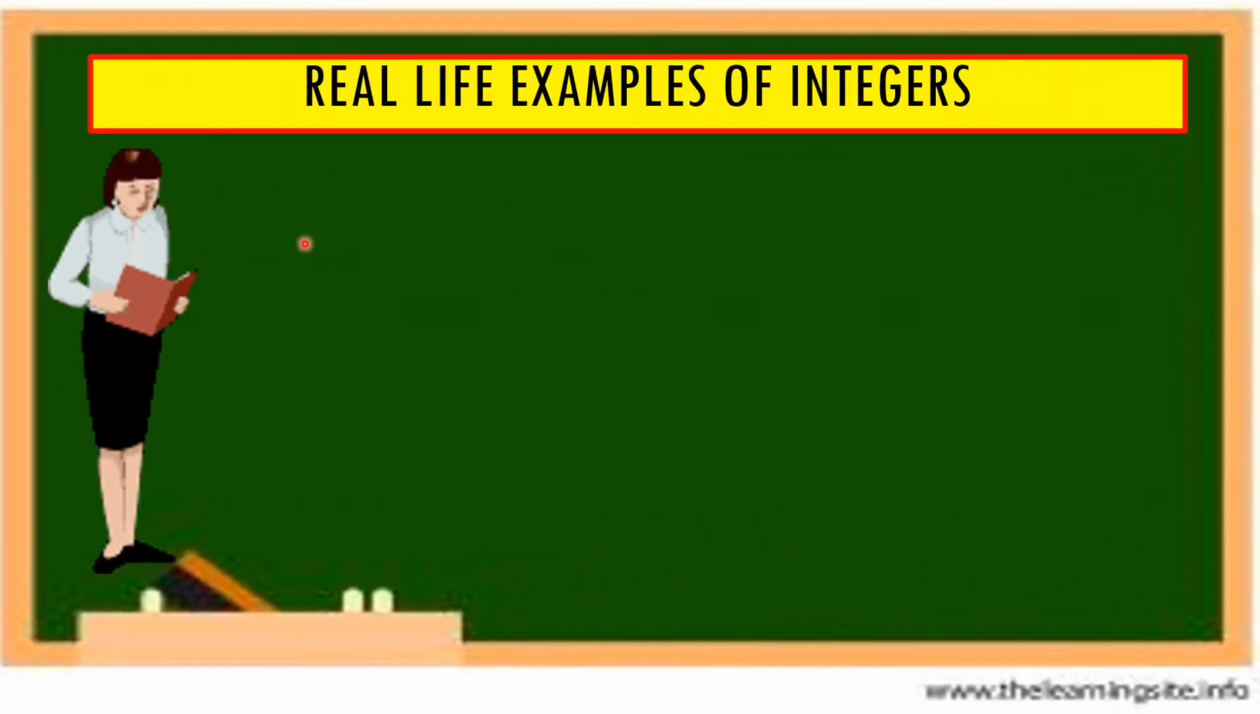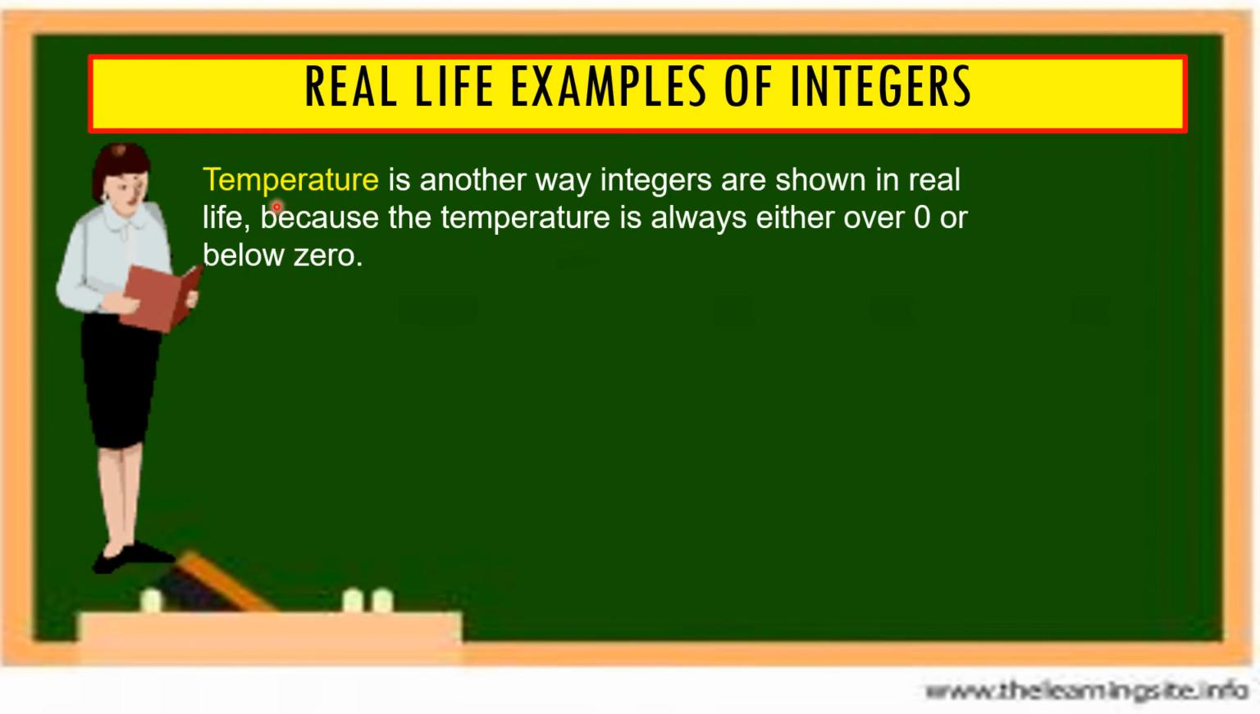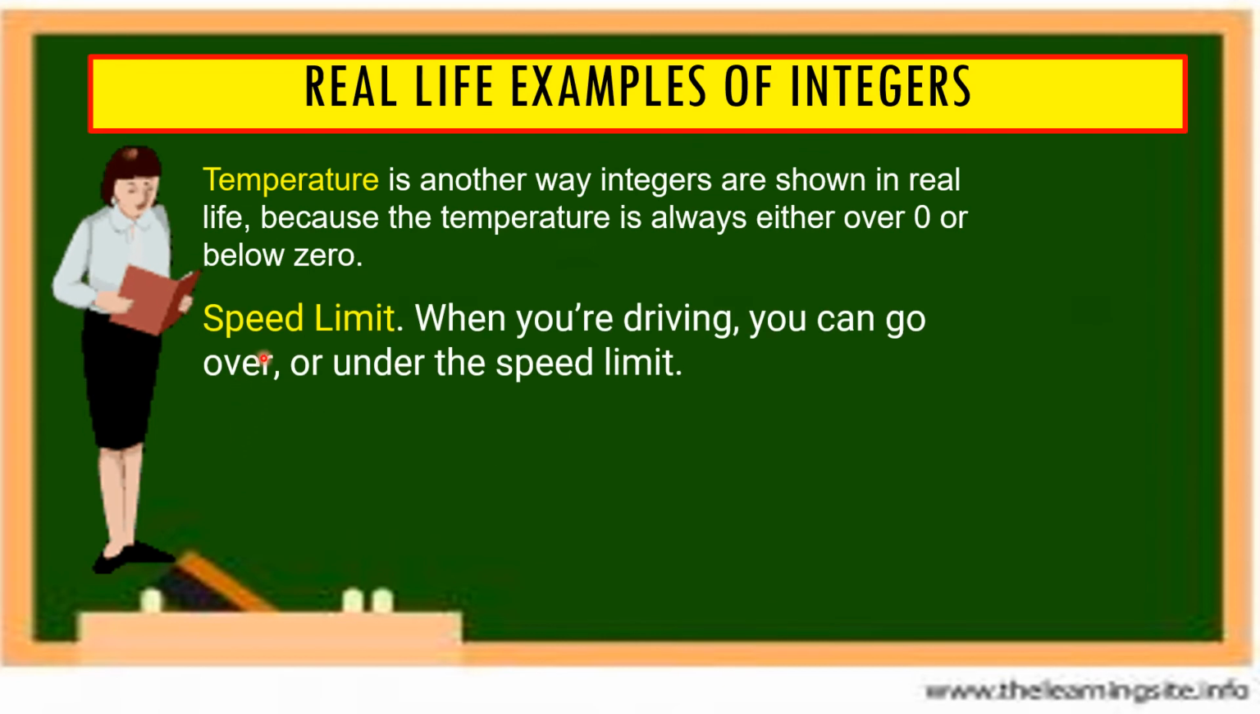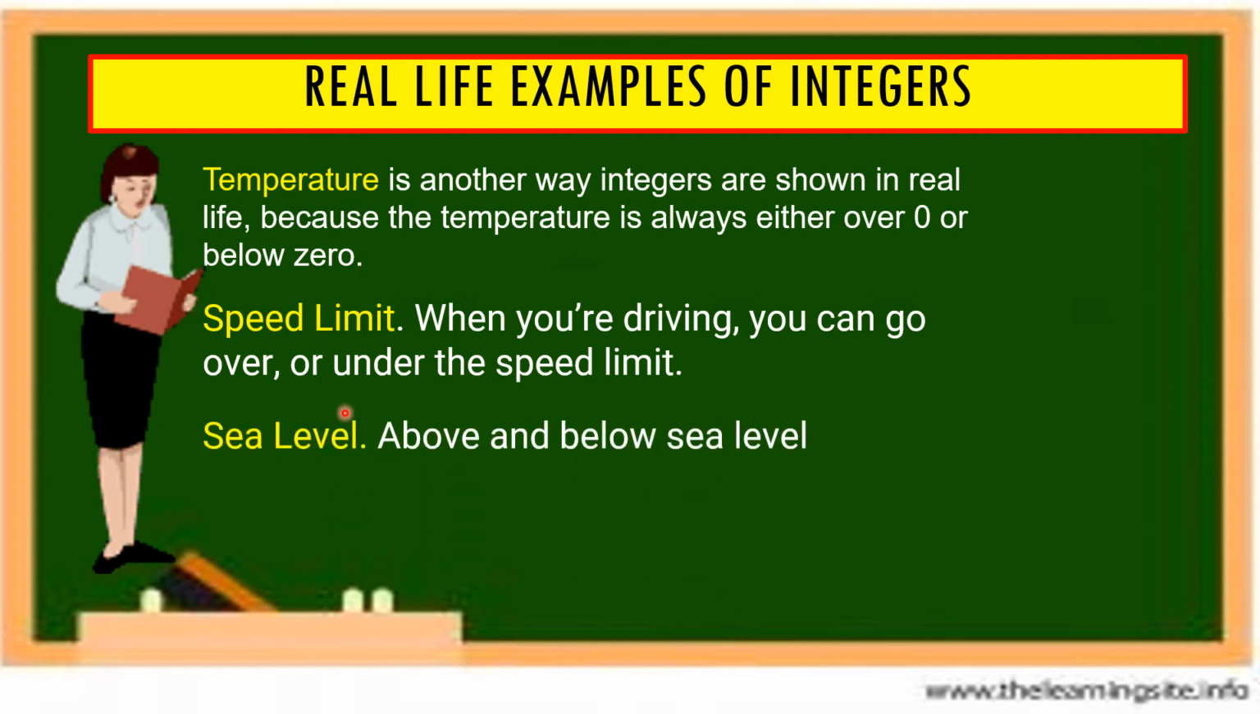We have real life examples of integers. Temperature is another way integers are shown in real life because the temperature is always either over 0 or below 0. We have the speed limit. When you're driving, you can go over or under the speed limit. We have the sea level, above and below sea level.